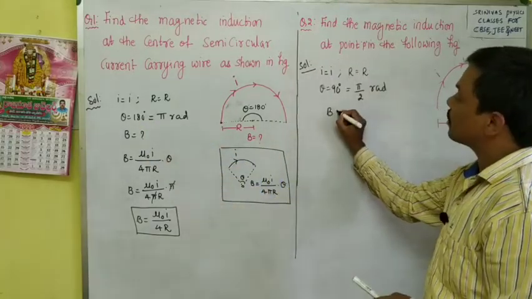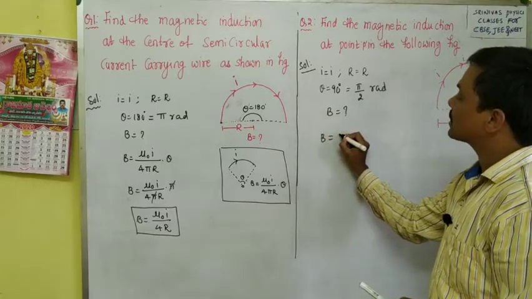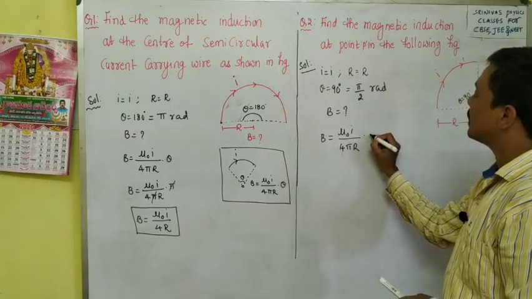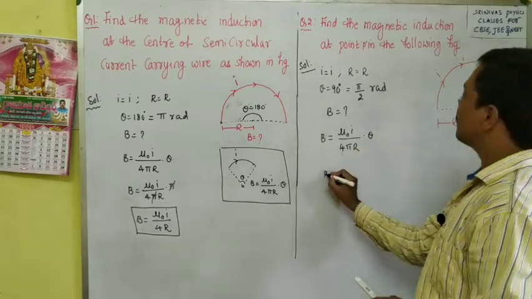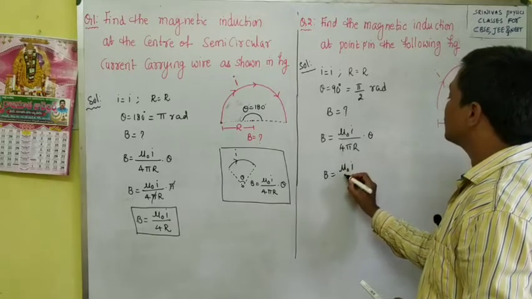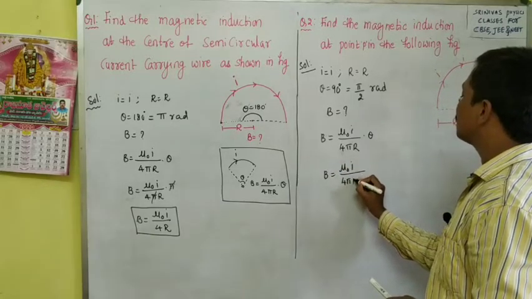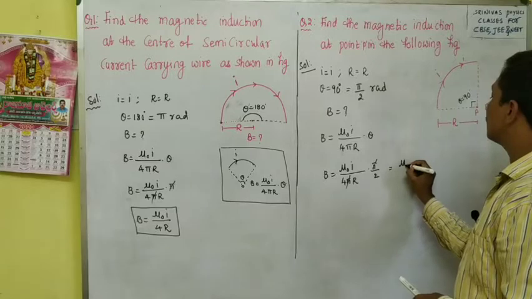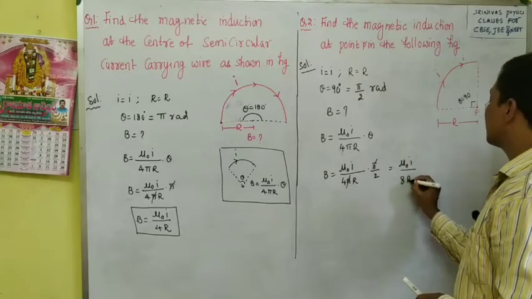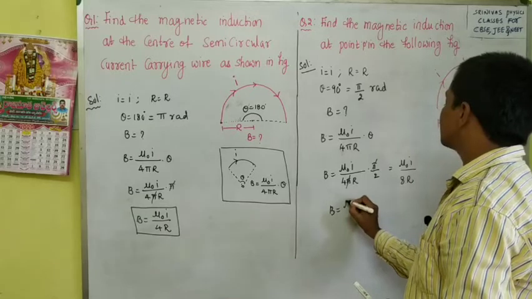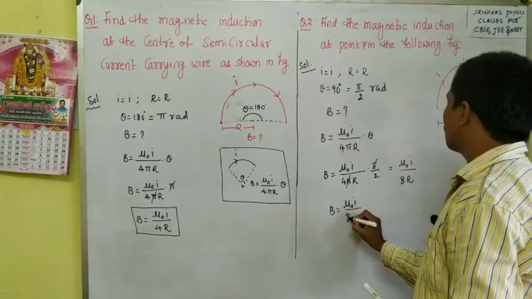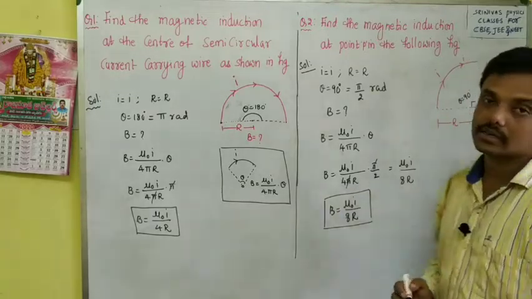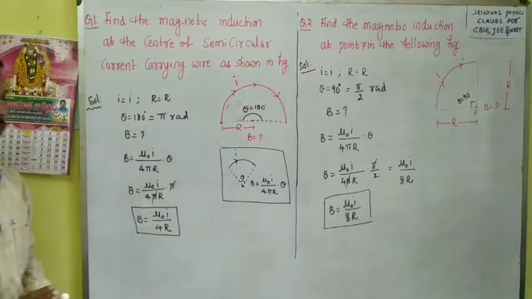Then we have to find the magnetic induction. The formula for the magnetic induction is mu naught I by 4 pi r into theta. Then B is mu naught I by 4 pi r into theta, which is pi by 2. This will cancel, and we will get mu naught I by 8 r, right? And this is the magnetic induction at the center. Like this we have to solve the problems.